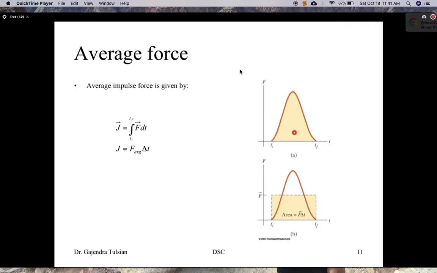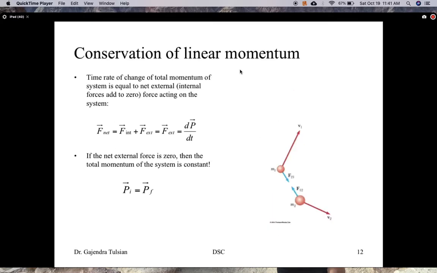And oftentimes, so this is the impulse, that's J. Oftentimes, details of this force are unimportant, and what we're interested in is the average force acting on the object. So the average force is defined such that the area under this rectangle is the same as this area, and that's the average force. That would be the average force that the club exerts on the ball, and so the average force times the time over which the force acts should give you the impulse.